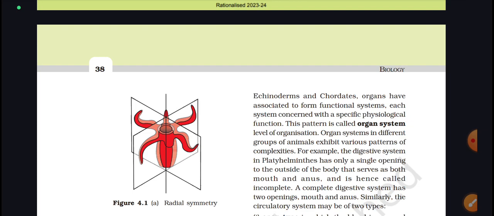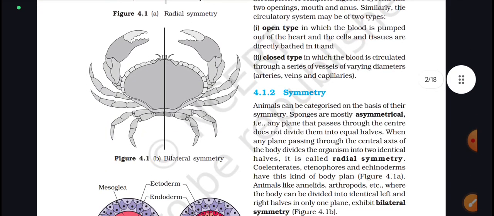Similarly, the circulatory system may be of two types: open type, in which the blood is pumped out of the heart and the cells and tissues are directly bathed in it, and closed type, in which the blood is circulated through a series of vessels of varying diameters: arteries, veins, and capillaries.